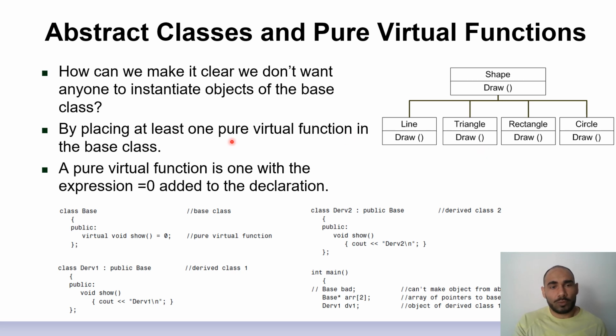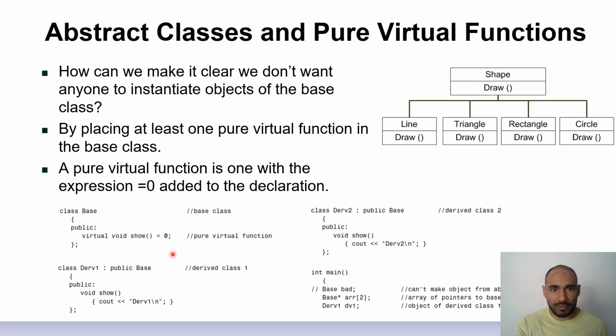We can do that by placing at least one pure virtual function in the base class. So what is this pure virtual function? A pure virtual function is one with the expression equal to 0 added to the declaration. For example, if you have this base class, base, and you have a method called show, return type is void, and this is a virtual function, that's fine. But if you add this equal to 0 semicolon at the end, this becomes a pure virtual function.